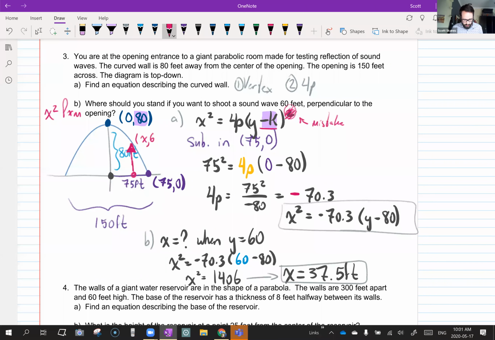In this case, we have walls that are 300 feet apart. So this distance here is 300 feet. We know that the vertical height here is 60 feet. It's given in the question. And then there's a thickness of 8 feet between the walls here.